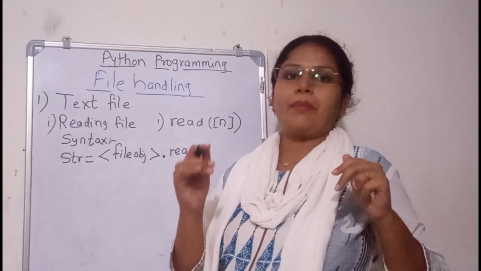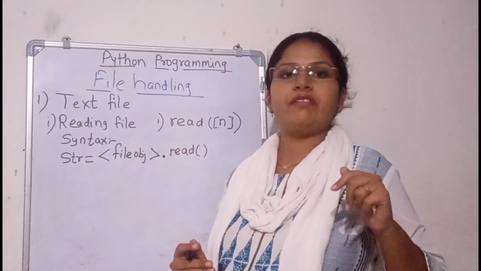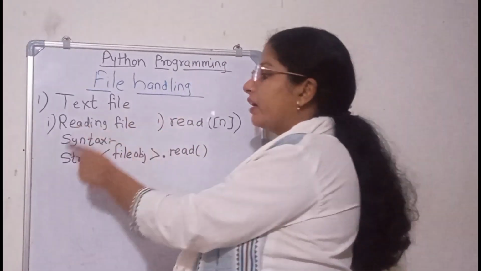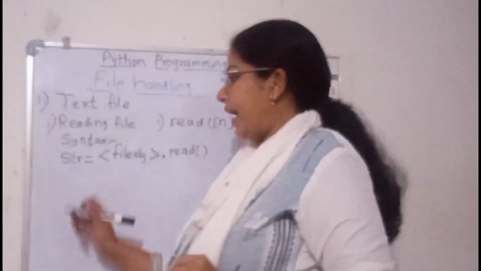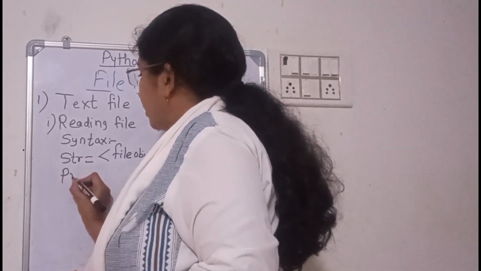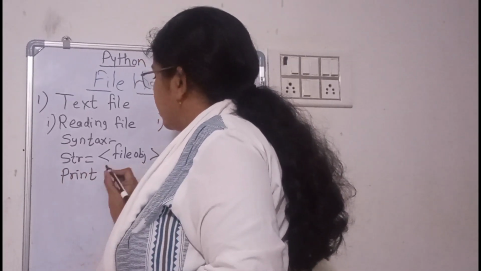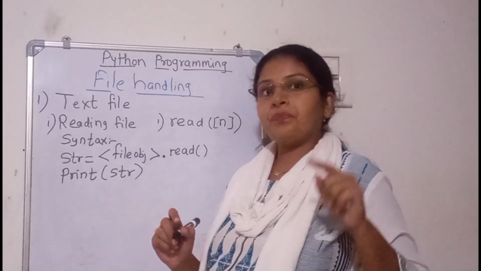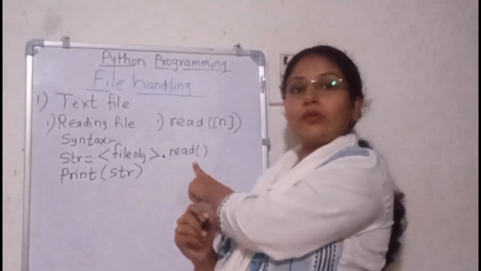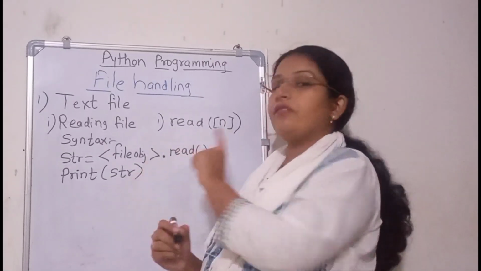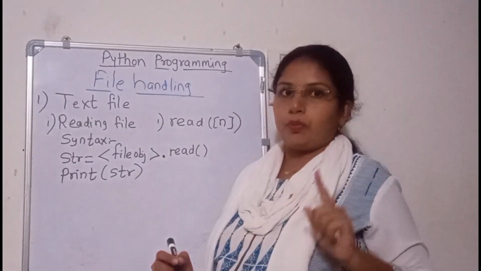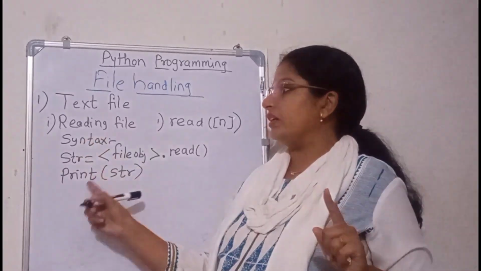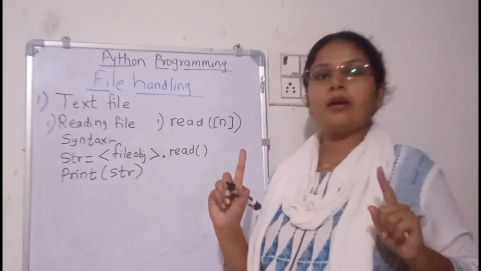So at a time, by default, the whole content of the file will be read and stored in str. After that, when you print str, whatever content you are reading from the file will be displayed in the output window. So that is the syntax of the read method.